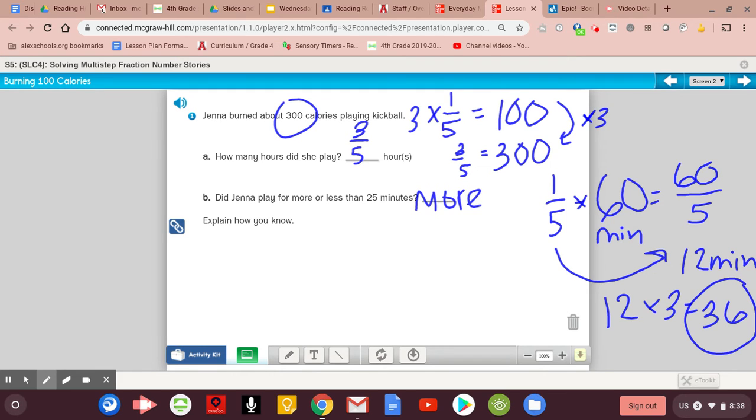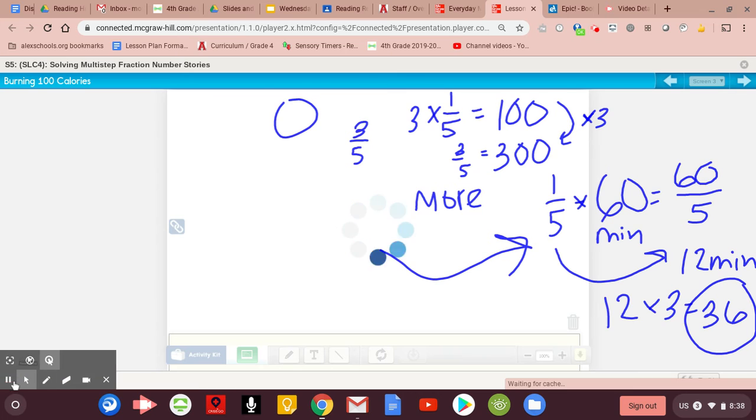And it says explain how you know. I kind of did my work over here, so I can use that. You don't need to use words. You can just show your work just like I did, and that will kind of let me see how you walked through it. All right, I'm going to skip over to problem 2 now and clear my board.